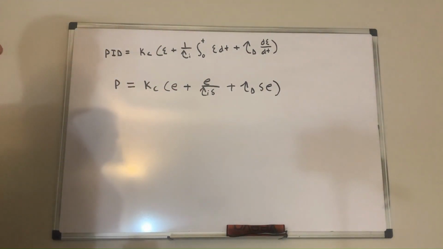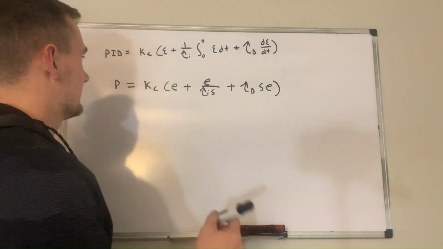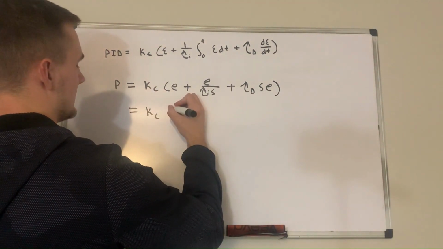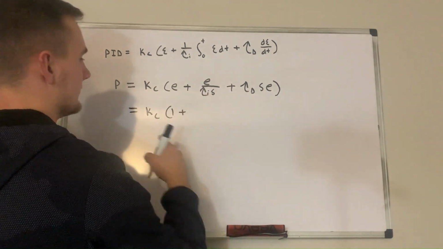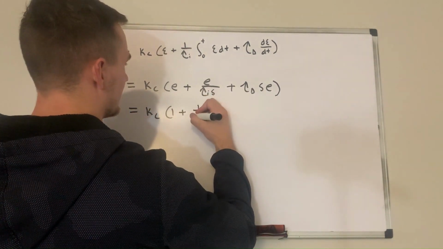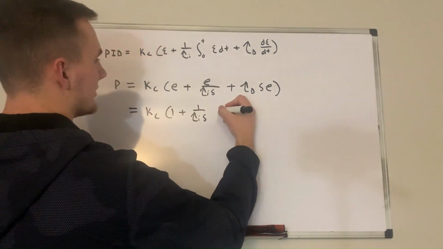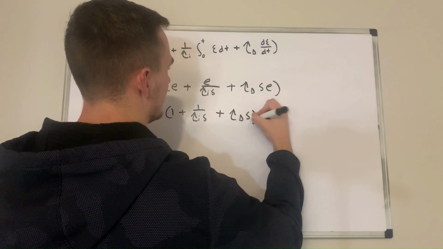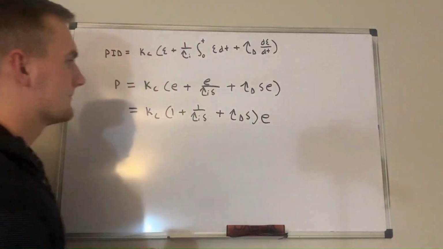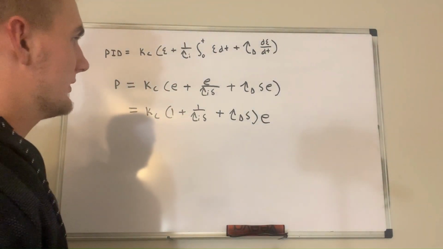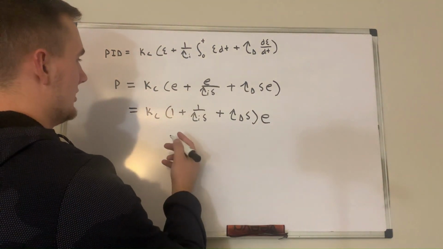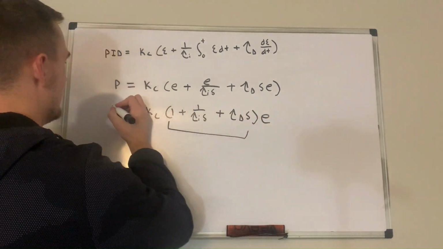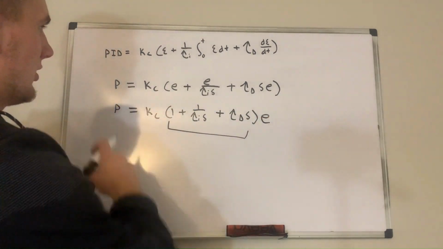Now we can simplify this down a little bit further. I'm going to pull out our error here. So we'll have K_C, all multiplied by 1 plus 1 over tau_I S plus tau_D S, and then this is all multiplied by E. Essentially what we have here is a transfer function that relates the error to the output of the PID.